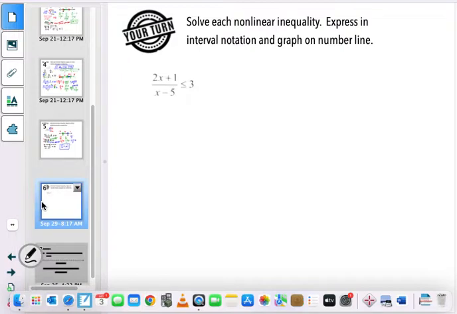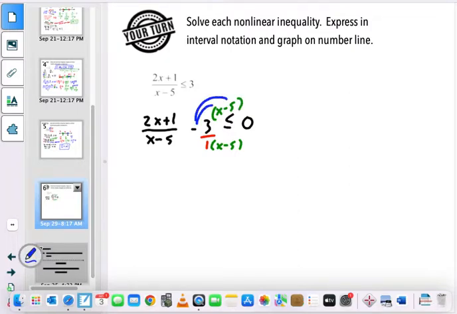So I'm going to go ahead and bring the 3 over here on the left-hand side. Right, because it's a nonlinear inequality, so everything has to come on one side, so that equals 0. We need one fraction over on this side here, so I need to get a common denominator. My common denominator is going to be x minus 5, so I need an x minus 5 here. I'm not going to forget to distribute my -3 here as I combine it as one fraction here.